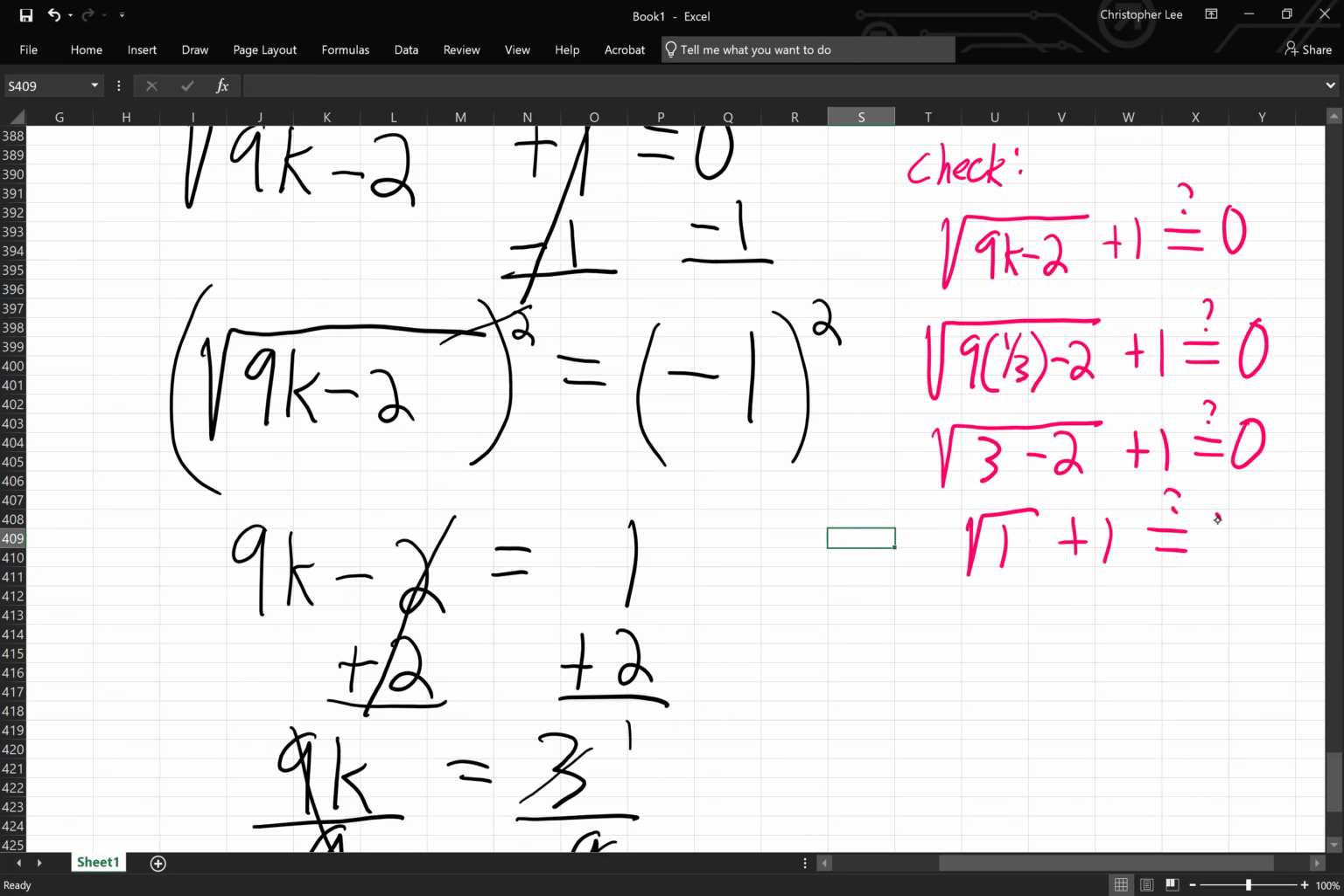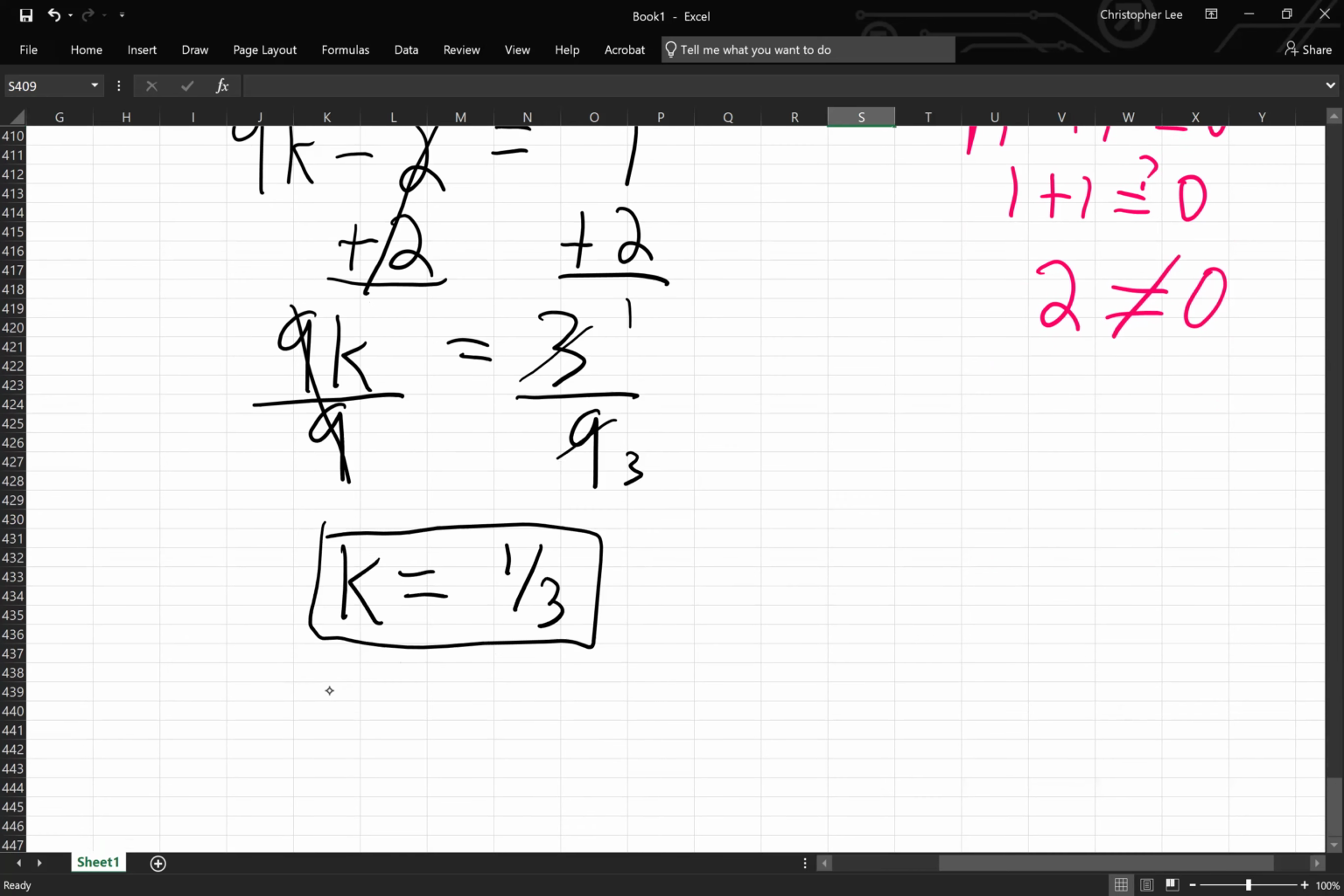And that could be 0. It might work. You don't know. Square root of 1 is just 1. So 1 plus 1, that might be 0. Let's add the ones together. What do we get? 2 does not equal 0. So therefore, this is not a solution. No solution.